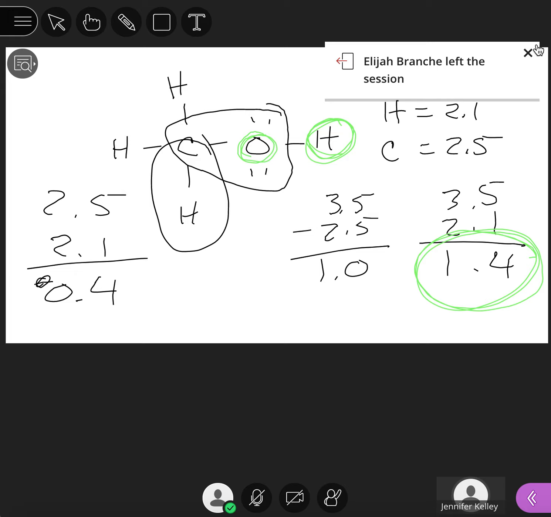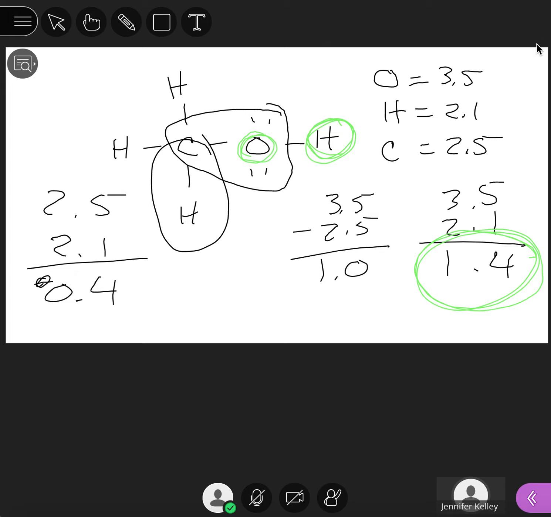So now I just need to label them with a partial positive and partial negative. So oxygen's more electronegative because it's 3.5, so it gets the partial negative sign. Hydrogen has the lower electronegativity, so it gets the partial positive sign. And if you had to label it with an arrow, the arrow would look like this. All right, any questions on that?